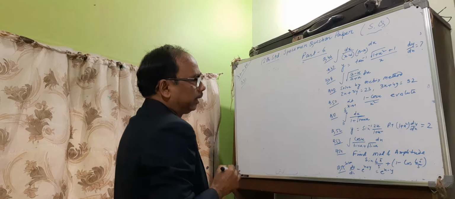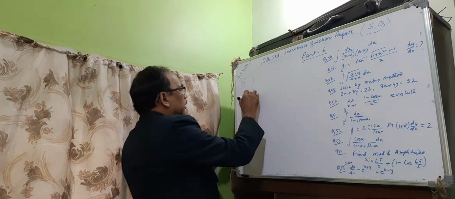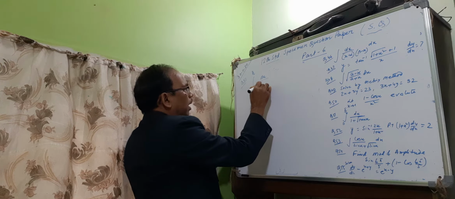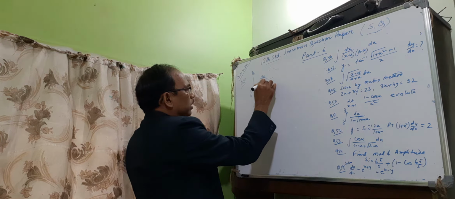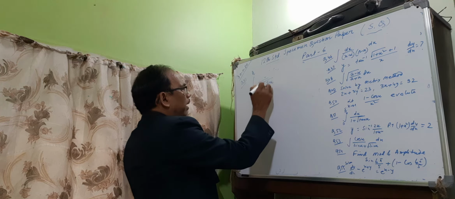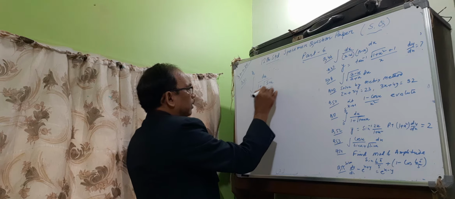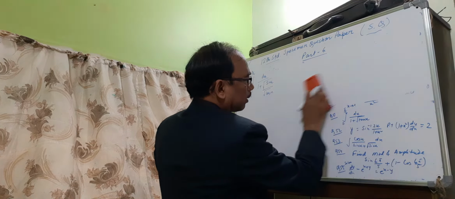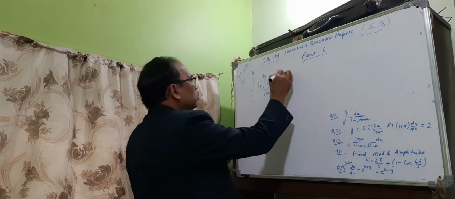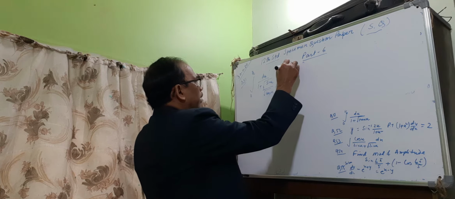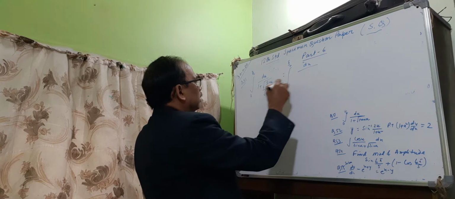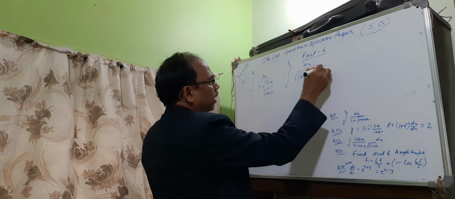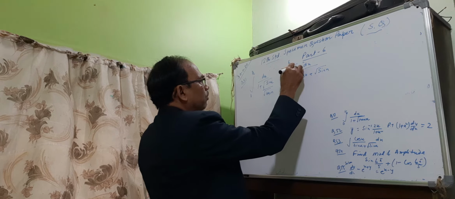Next, sum number 51. It is a definite integral sum: integral of dx by 1 plus root of tan x, meaning sin x by cos x, which equals root of cos x by root of cos x plus root of sin x, from 0 to pi by 2, dx.